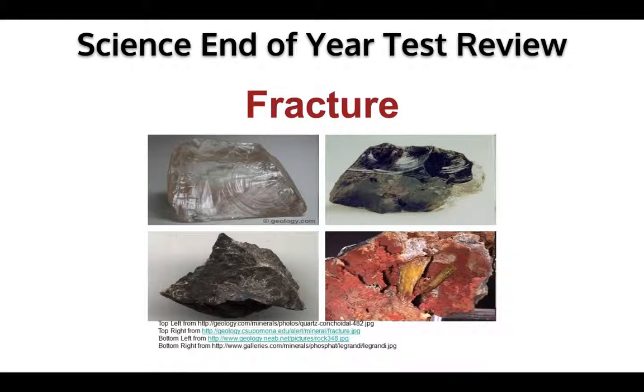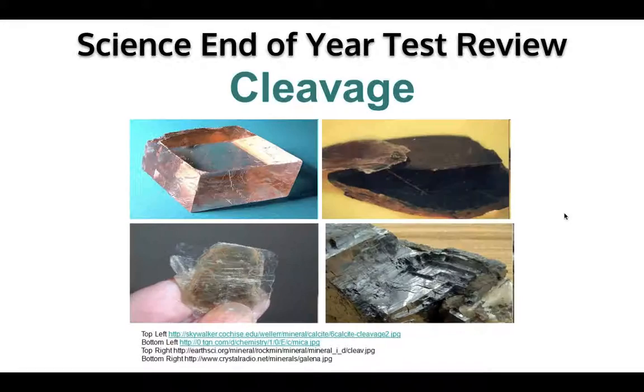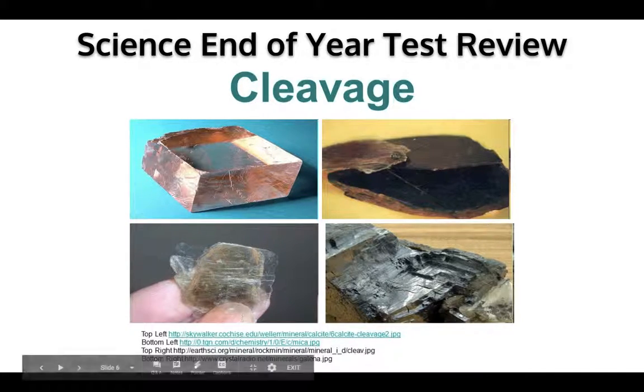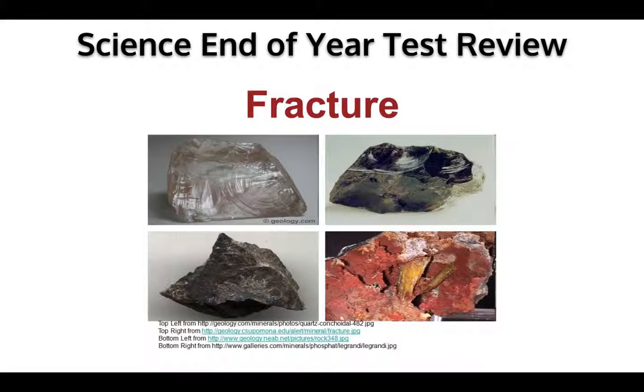Fracture, okay, when it breaks apart in an irregular way. Look at this. These are all examples of minerals breaking apart in an irregular way. Cleavage, they break along flat surfaces. Okay, the best example is mica. Look at this, flat surfaces. Here's another example. Galena, another example. Okay, if they break apart along flat surfaces, they have cleavage. If they don't, they have fracture.